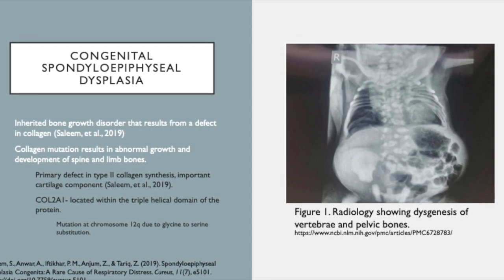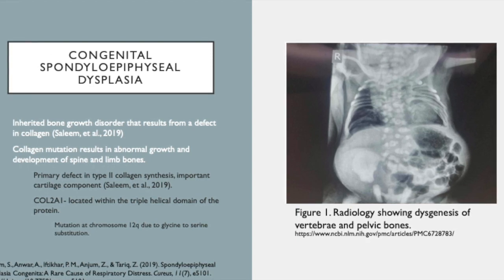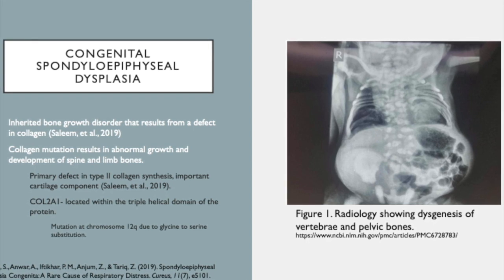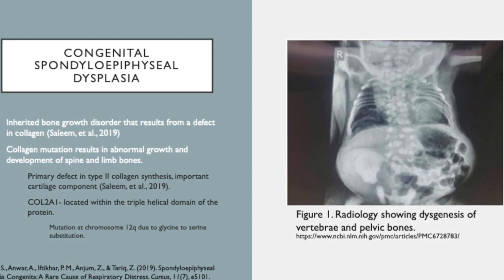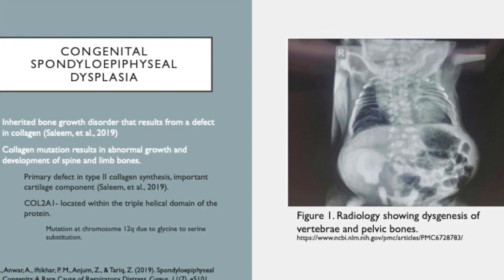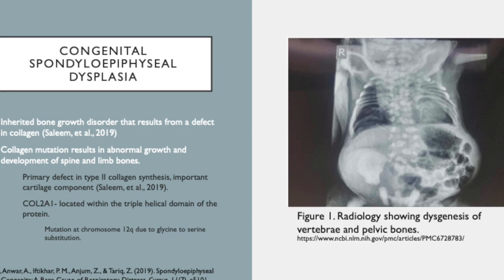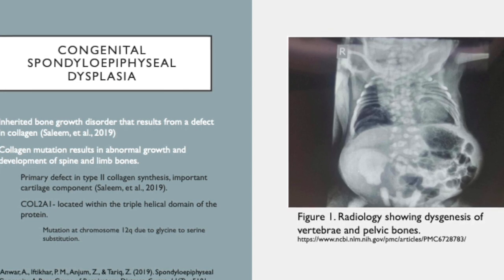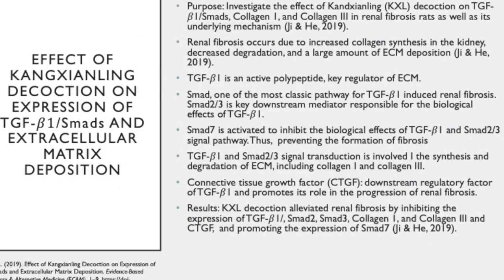The name of the mutation is COL2A1, which is located within the typical helical domain of the protein. This mutation is located in chromosome 12, arm Q, and it's due to a glycine to serine substitution. On your right side, you will be able to see a radiology showing dysgenesis of vertebrae and pelvic bone in an infant.